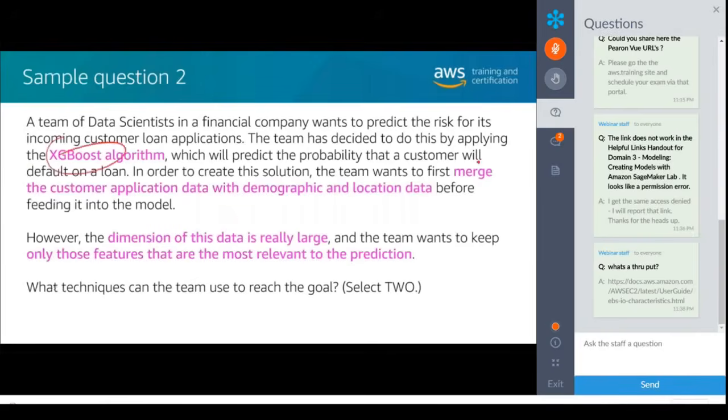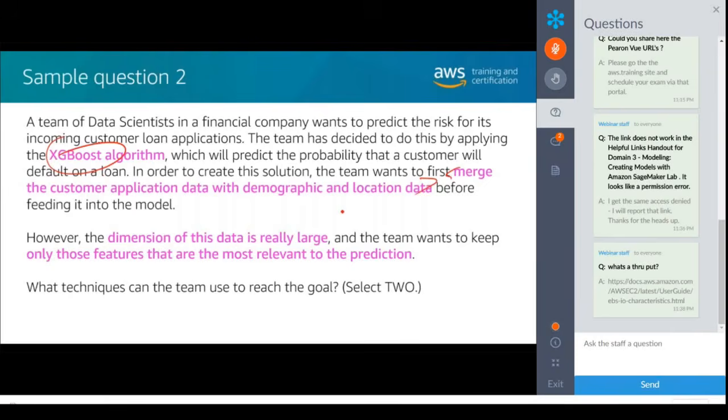Doesn't really matter, actually, but we've highlighted it because that's what we use, right? And then merge the customer application data with demographic and location data. In other words, we want to do some PCA possibly to combine those. Remember I was saying we have too many features we're trying to observe. We want to pare this down, right?